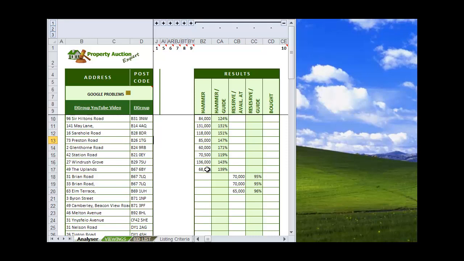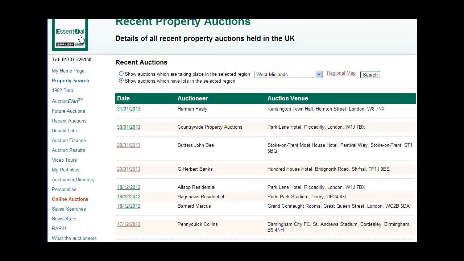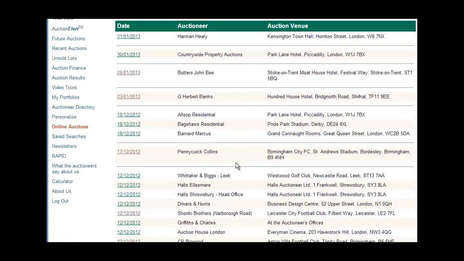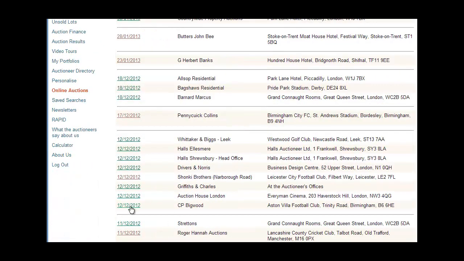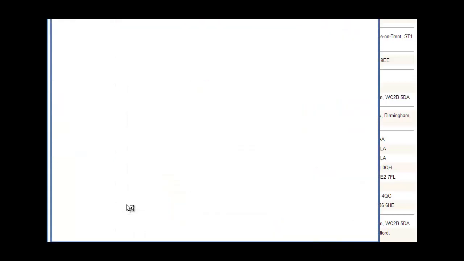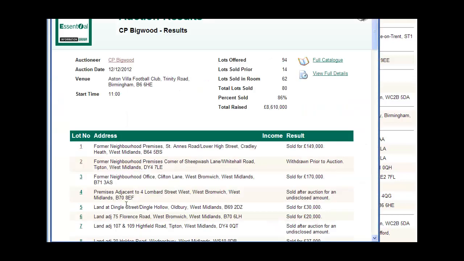Now the information with regard to the hammer price comes from the results page, and let me show you one of those. You go to the EIG site. You can get this information from the auctioneer's site, but I use the EIG site. You click on recent auctions, you open up the West Midlands tab for Bigwoods, and then you scroll down, and here we find Bigwoods 12th of December 2012 auction. We open that up, and here we have the auction results.